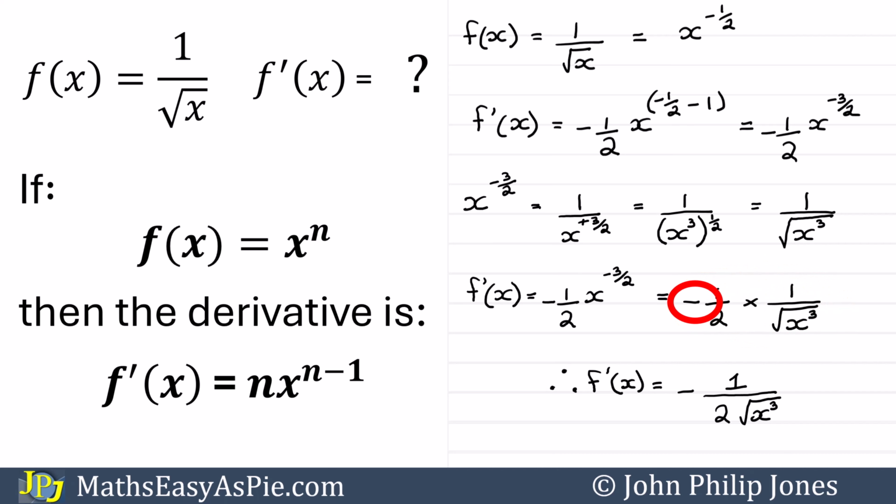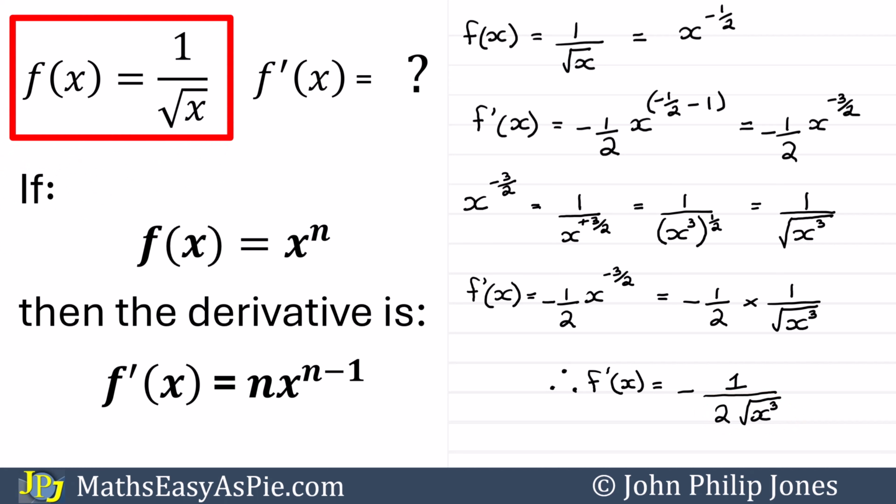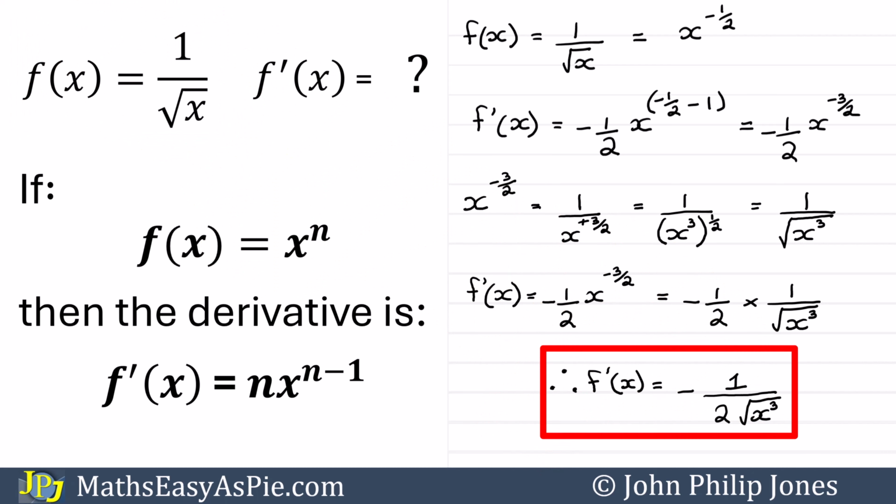And of course, this came from the multiplying out of this. So you can see the negative is brought down to here. This 1 times the 1 gives 1. This 2 times the square root of x to the 3 is 2 the square root of x to the 3 here. So for this f of x equals 1 over the square root of x, we get f prime equal to minus 1 over 2 the square root of x to the 3.